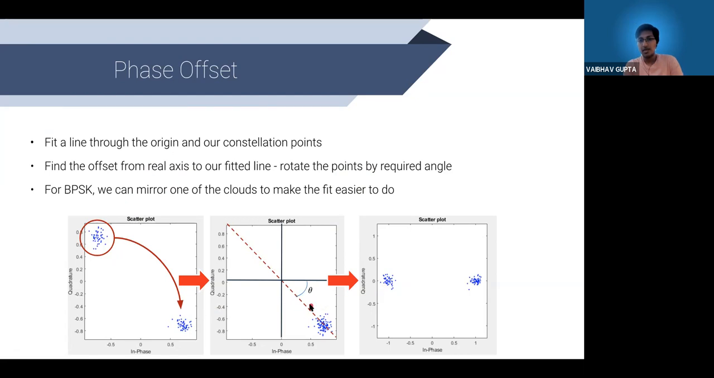A second thing that we can do to make our lives slightly easier for BPSK is we can mirror one set of our data down to this second cluster. The way you do that is by taking one of the clouds and simply flipping them by 180 degrees. Any questions about this?